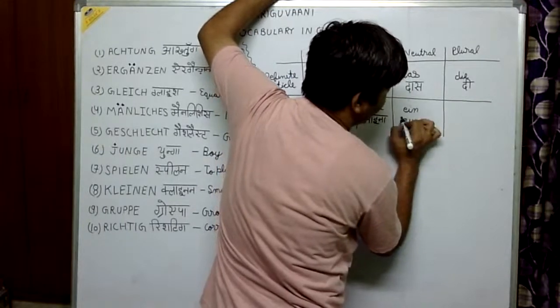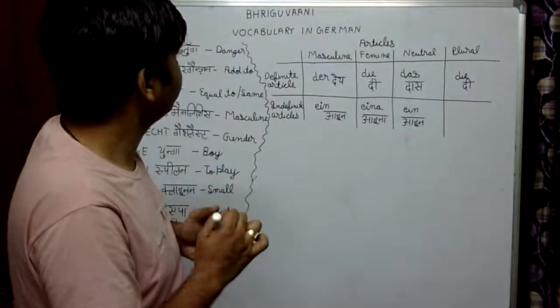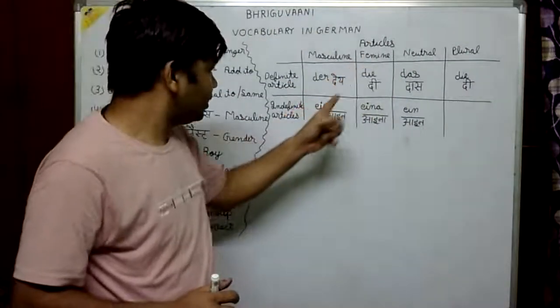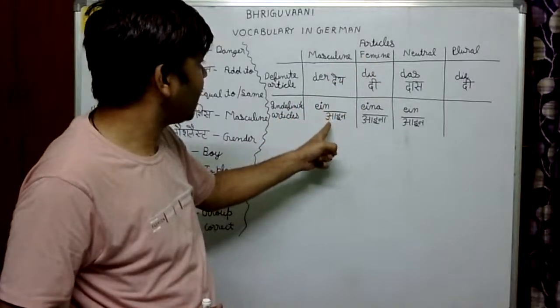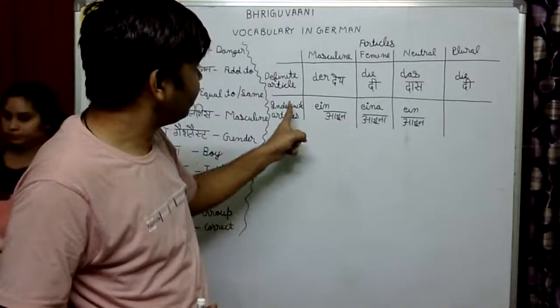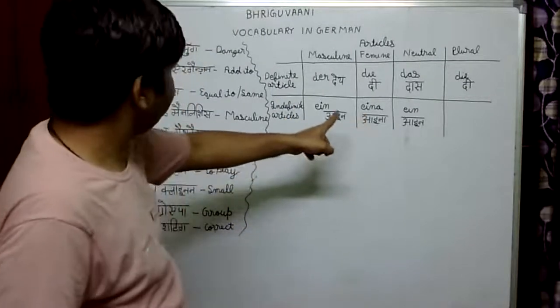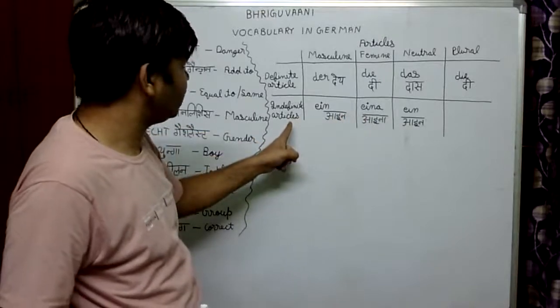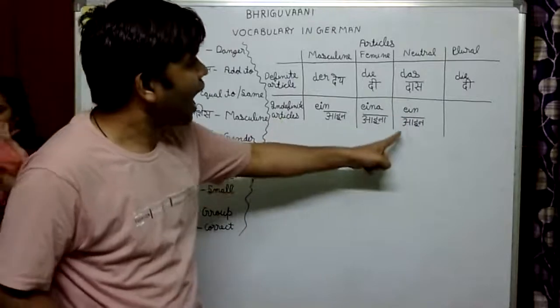Masculine indefinite articles, ein. So, for articles which are indefinite, for masculine we are using ein, for feminine indefinite articles we are using eine, and for neutral indefinite articles we are using ein.